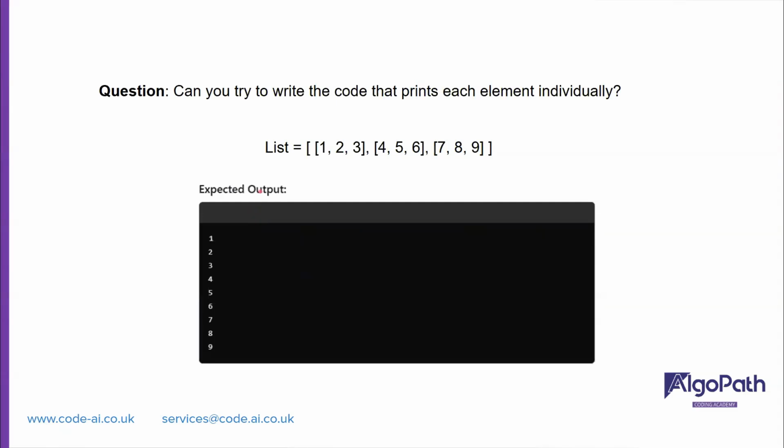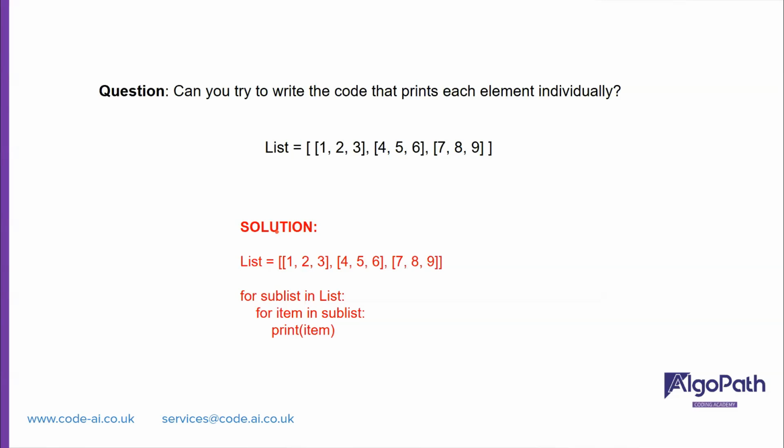Another activity: can you try to write code that prints each element individually? So we start off with a list. This is actually a 2D list because we can see multiple brackets. Essentially it is a 1D list here, a 1D here, another 1D here. And your job is to pause the video, write a program using nested fors to try to produce this as an output.